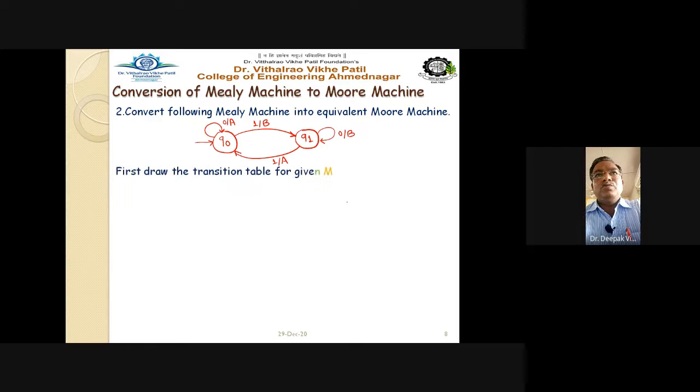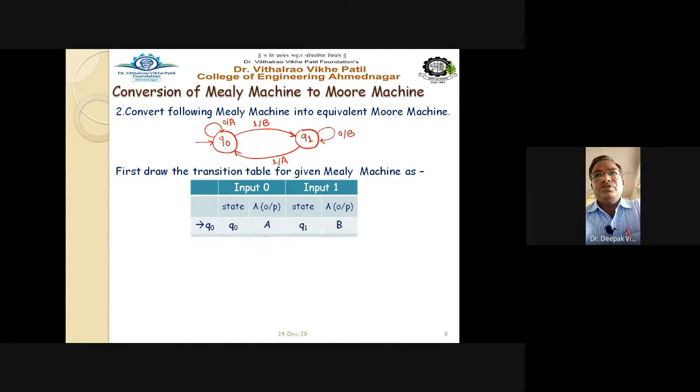So the next Mealy machine is given, Q0, Q1, very simple. The transition table is also very simple: output, input 0, input 1, Q0, Q1. Only 2 states are there and 2 inputs are there, that is, inputs are 0, 1. Now from this example, it will become more clear to you. Now the outputs are different. Earlier, input was 0, 1, and output was also 0, 1, so a little bit of confusion was there.